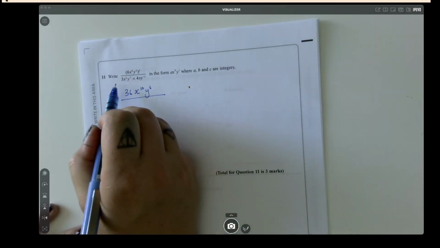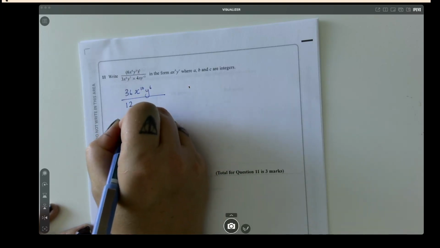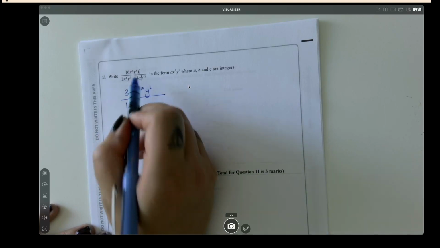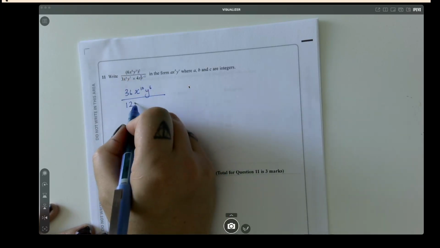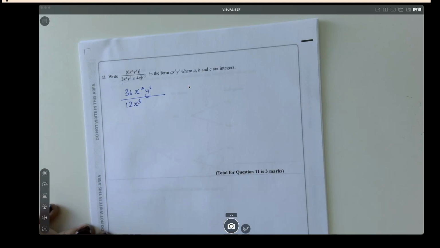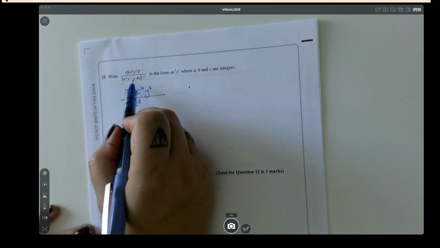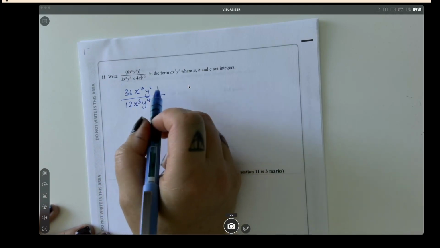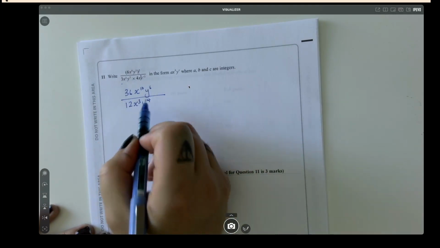Let's do the denominator. So 3 times 4 is 12. X to the power of 2 multiplied by x to the power of that invisible 1 is x to the power of 3 because we add the powers when we're multiplying. Y to the power of 7 multiplied by y to the power of minus 3 is y to the power of 4. Again, 7 plus minus 3 is 4.